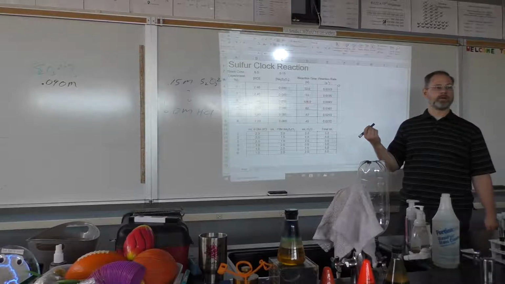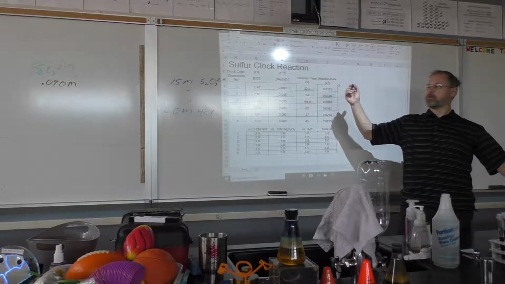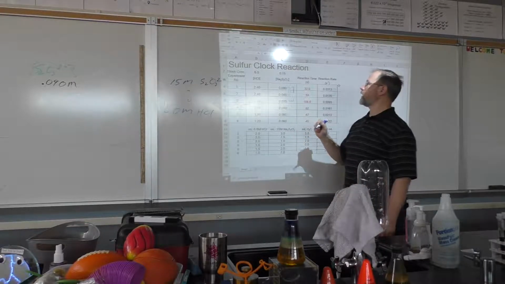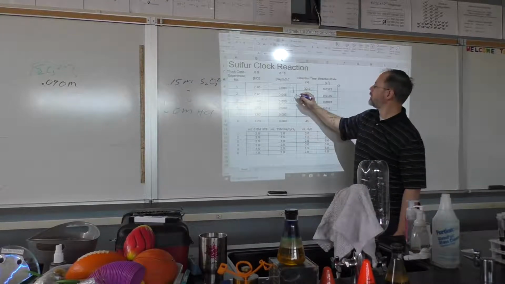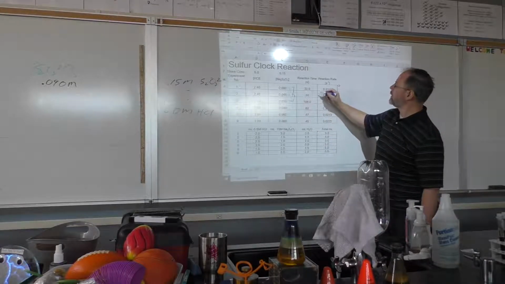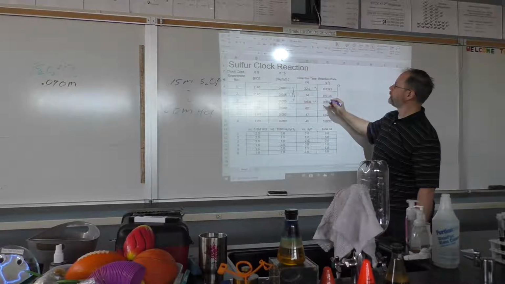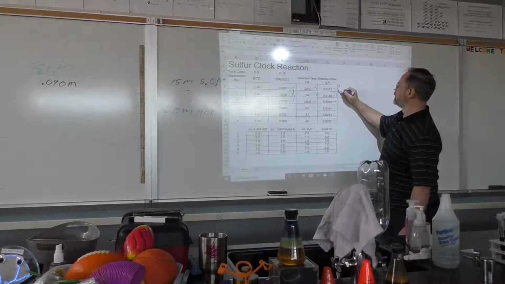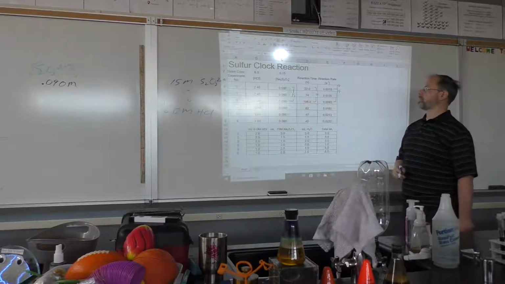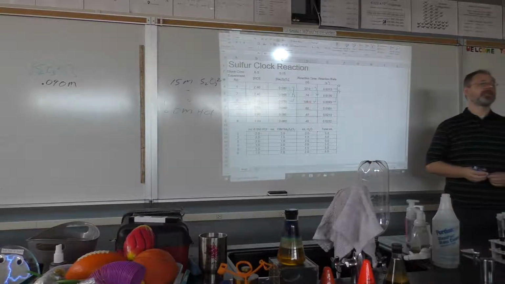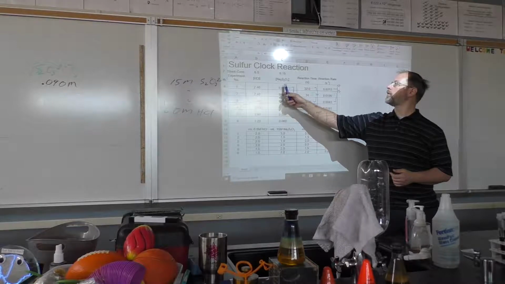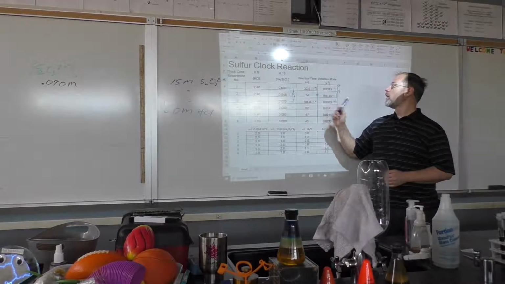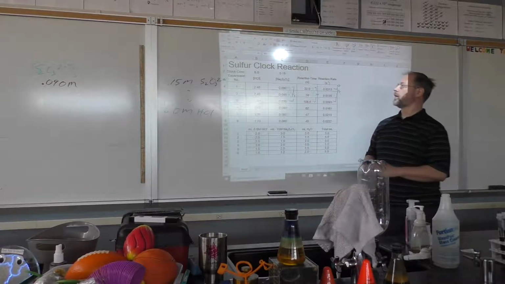What's that other piece of data? 1 and 3. So in 1 and 3, what's happening to the concentration? It's a third as much. And what's happening to the reaction time? 3 times as much. And what's happening to the reaction rate? It's a third as much. So it appears that it is first order, because what we did to the thiosulfate concentration, we also did to the rate. So it appears to be first order.